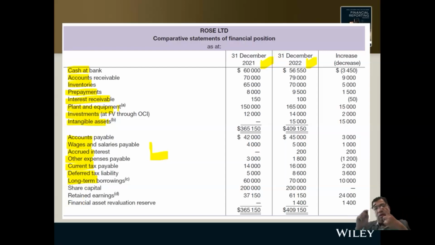The first one is your profit and loss. Second is your statement of financial position, also known as your balance sheet. And then you are given additional information where you need to adjust that figure. So you're given 2 documents plus several adjustments.